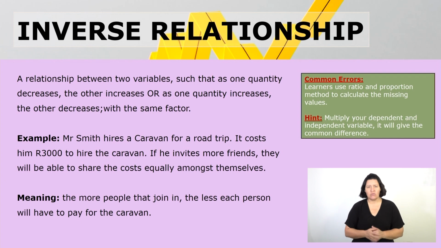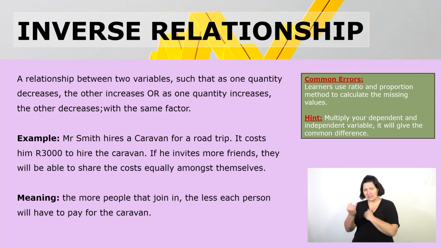A common error that you learners normally commit in this section is to use the ratio and proportion method to calculate the missing value, and that always costs you marks. So my advice is to multiply your dependent and independent variable. It will give you the common difference.